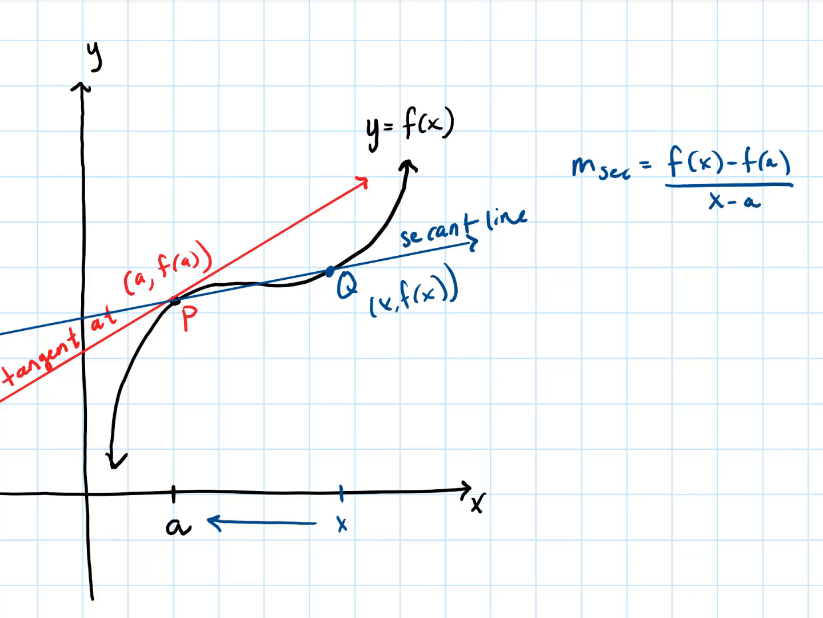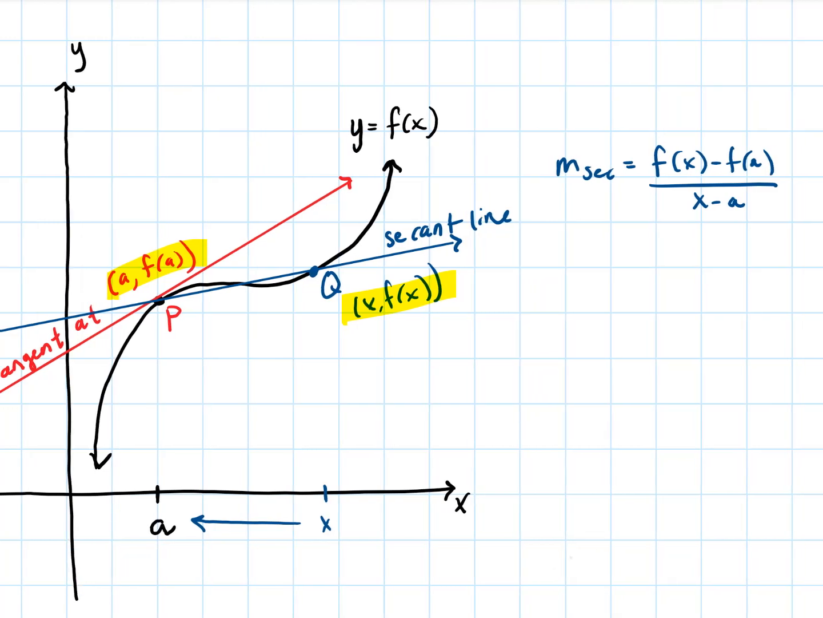So just taking the difference of the y values, we've got our 2 ordered pairs, and we're just taking the difference of our y values, f of x minus f of a, over x minus a, the difference in the x's. So that's just the definition of a slope, a little algebra right there. So that's the slope of our secant line, but we are actually going to do this.